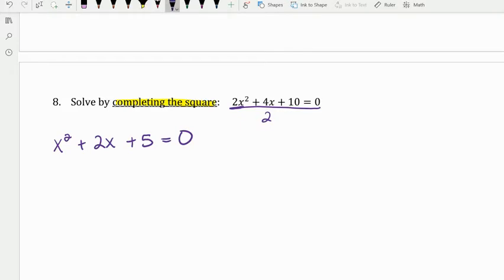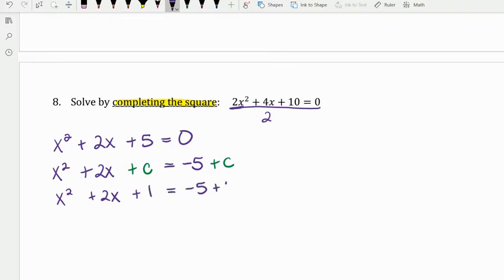So remember, first step is move c over, and we're going to make our new c. So x squared plus 2x, we're going to add in our new c value. Move the 5 over to the other side, so it'd be negative 5. And then again, plus our c value. To get c, remember, we take half of b and then square it. b is 2. Half of 2 is 1, and 1 squared is 1. So we're going to do x squared plus 2x plus 1 equals negative 5 plus 1.